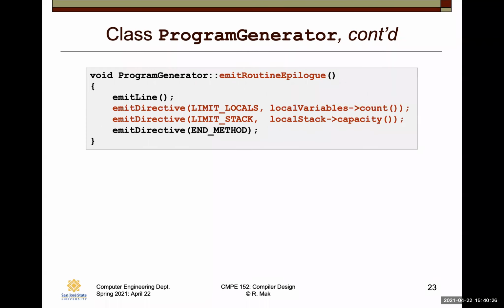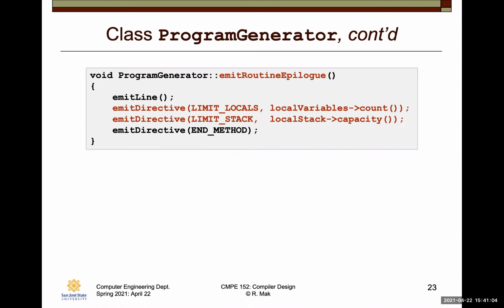And here's the epilogue. Of course, it's just the two, .limit locals and .limit stack. And then again, it's the local variables object and the local stack object that keep track of what those values should be. All right, I think that's it. So this was a quick and dirty tour of the back end.